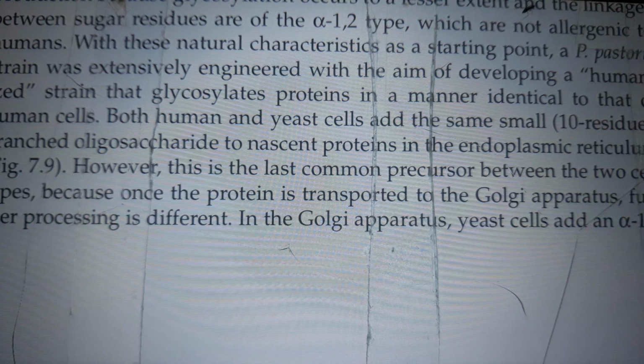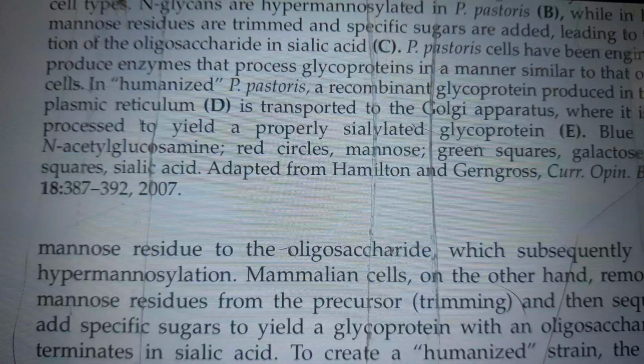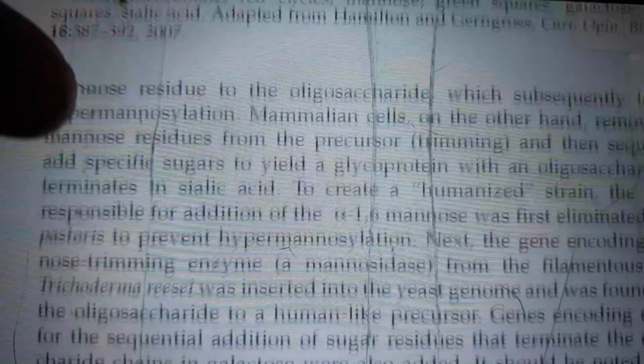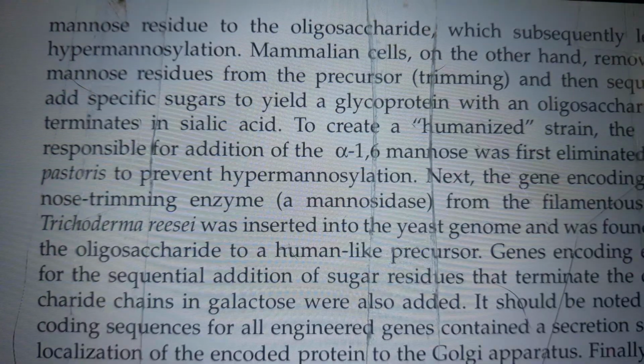Both human and yeast cells add the same small 10 residue branched oligosaccharide to nascent proteins in the endoplasmic reticulum. However, this is the last common precursor between the two cell types because once a protein is transported into the Golgi apparatus, further processing is different. In the Golgi apparatus, yeast cells add an alpha-1,6 mannose residue to the oligosaccharide, which subsequently leads to hypermannosylation.